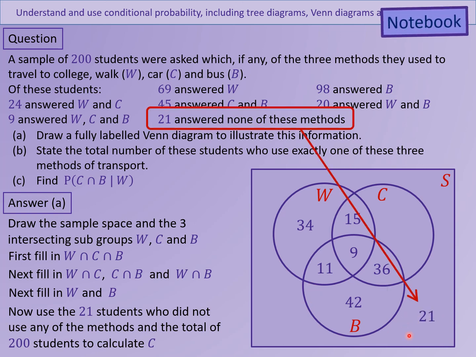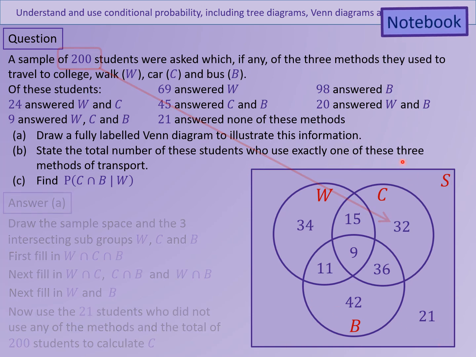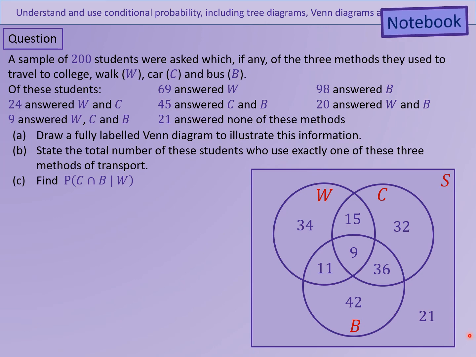So we can definitely fill in the 21 outside of these 3 subgroups, but still inside the set of all 200 students. But also, because we know that they all add up to 200, what's missing when we take it away from 200, the answer will be 32. Okay, so very well done if you managed to fill in that Venn diagram. All right, there's a lot going on there. So what we can do now is look at the next question.